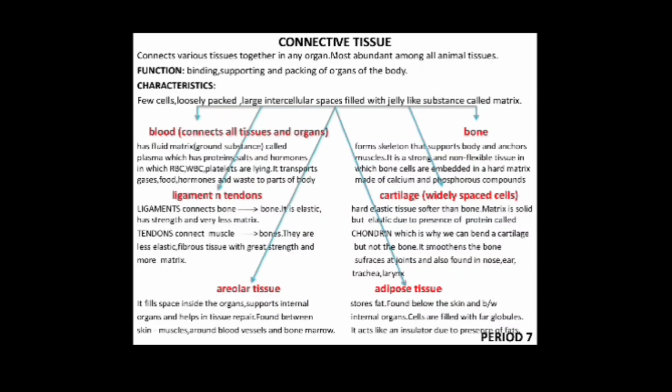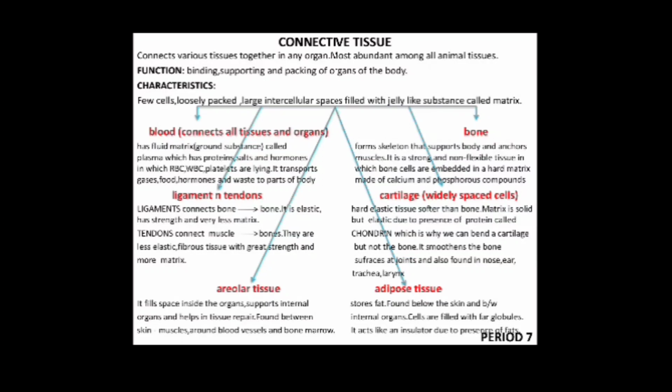The next is the ligament and tendons. Ligaments connect the bones to bone. It is elastic, has strength and very less matrix. Whereas tendons connect the muscle to the bones. They are less elastic, fibrous tissue with great strength and more matrix. So we saw about the areolar tissue in which ligament and tendons were there.